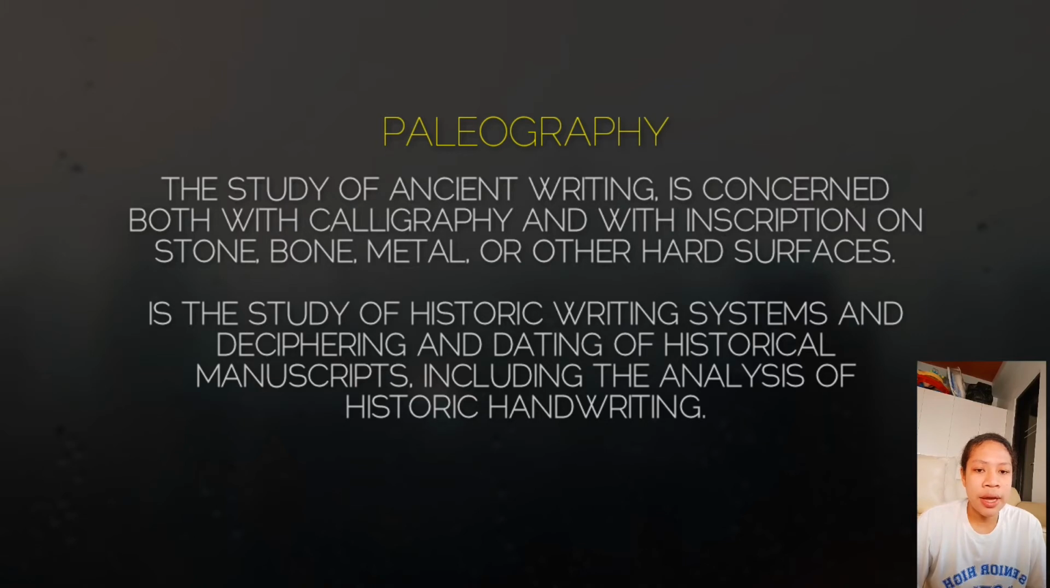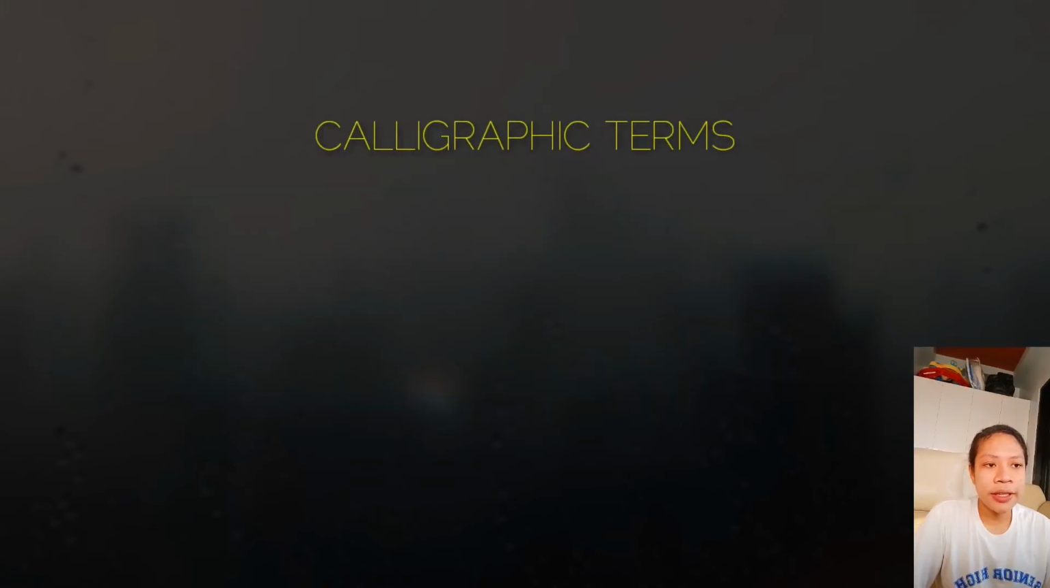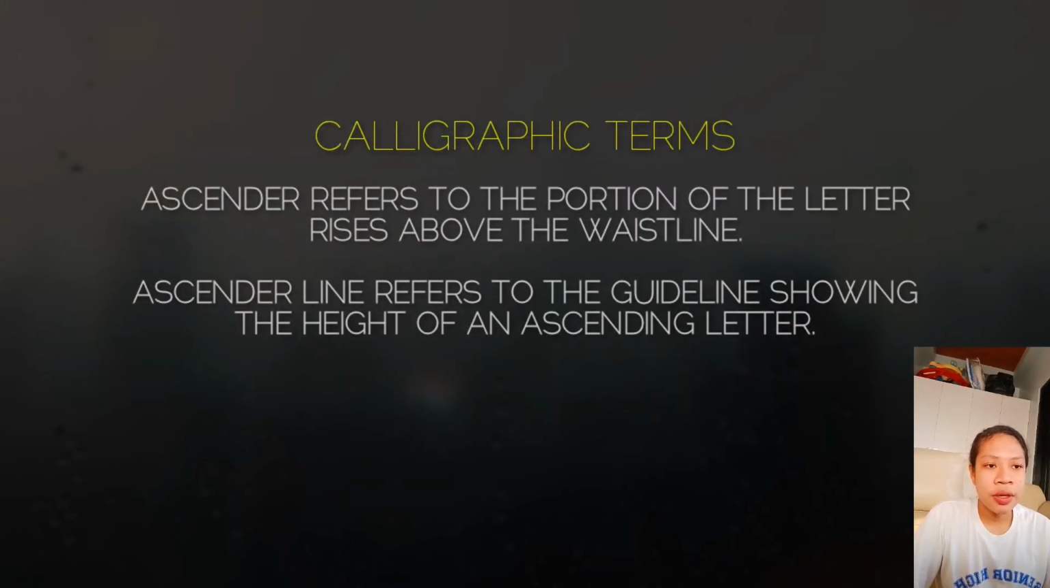Calligraphy terms. Ascender refers to the portion of the letter that rises above the waistline. Ascender line refers to the guideline showing the height of an ascending letter. Baseline refers to the writing line that the body of a letter sits upon. Branching stroke refers to the stroke which connects an arc to the downstroke of a letter.